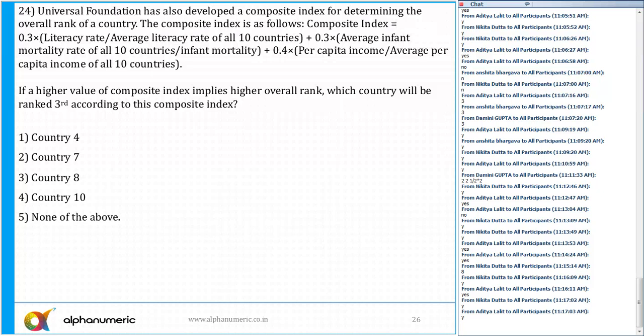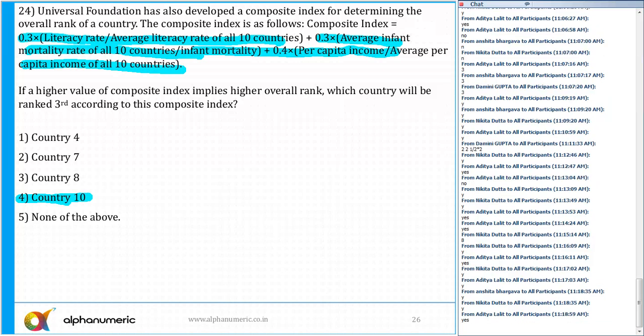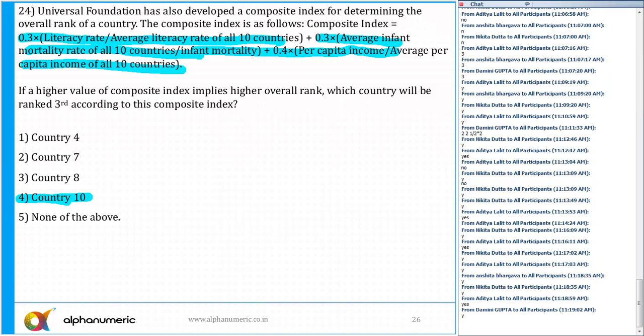So I'll prefer leaving this question because you can see a lot of calculations are involved, isn't it? Though the correct answer is 10. So do I need to solve it, or I'll suggest better to leave. For all the 10 countries, calculate, and then we need to find out which one will rank 3. So it's better to leave this question. So can we move to the next set? Is the question clear how to do that, but it's lengthy.